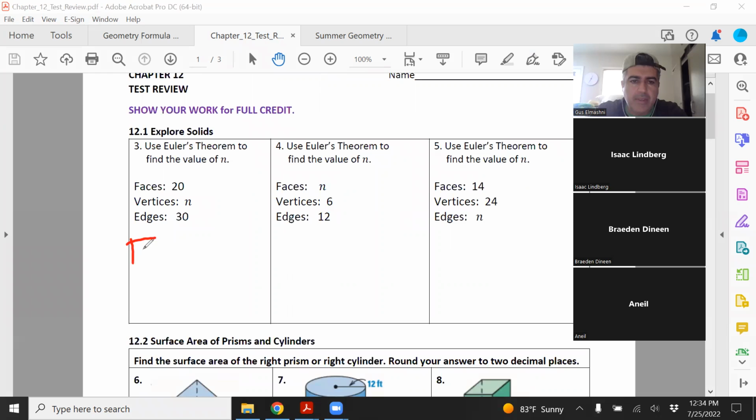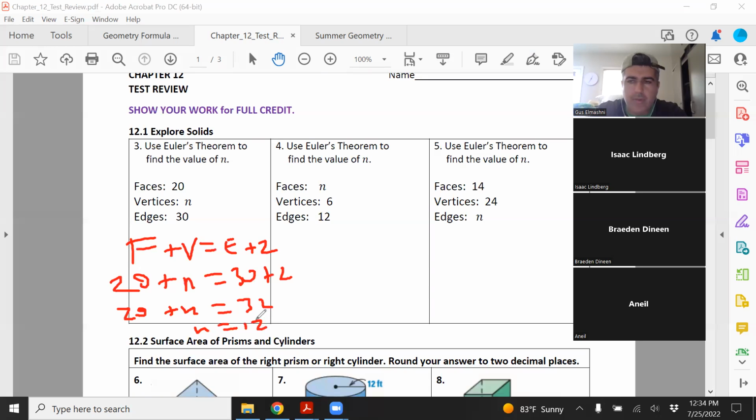Remember, F plus V equals E plus 2. So you have 20 faces. You don't know how many vertices you have. 30 edges plus 2. Apparently your solid had 12 edges. So you're just using this formula, that's all. That should be pretty easy. So 4 and 5 would work the same way. Let's keep moving.